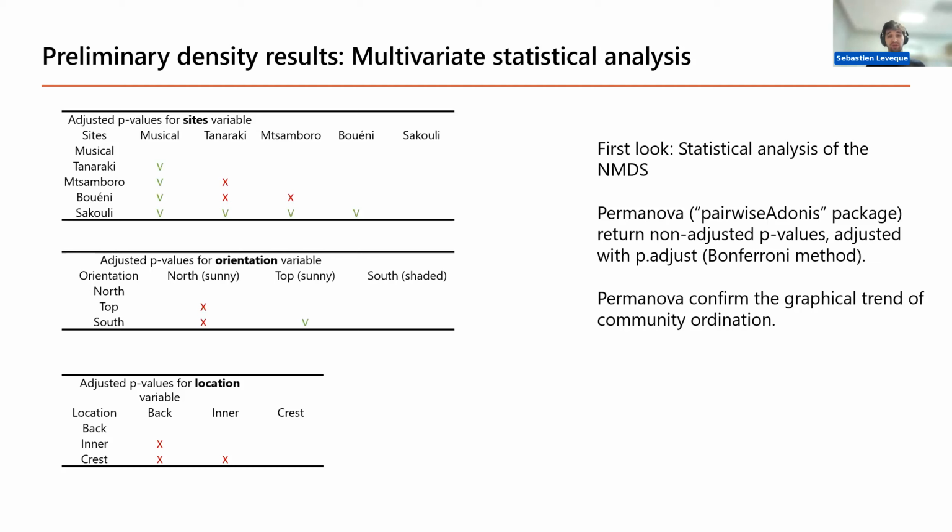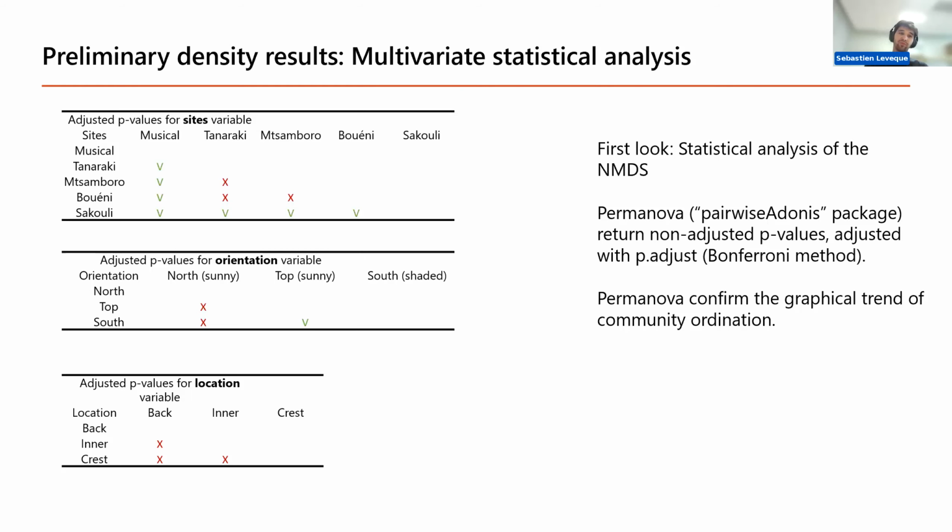And when we move on to the orientation variable, so the orientation to the sun exposure, we have no significant differences, except for density at the top of a colony compared with the south of a colony. So this suggests that there is a significant difference in density between the top of a colony and the south of a colony. And on another note, the location on the reef is still not significant between the different compartments of a fringing reef. So there is no difference between the back, the inner, or the crest of the reef.